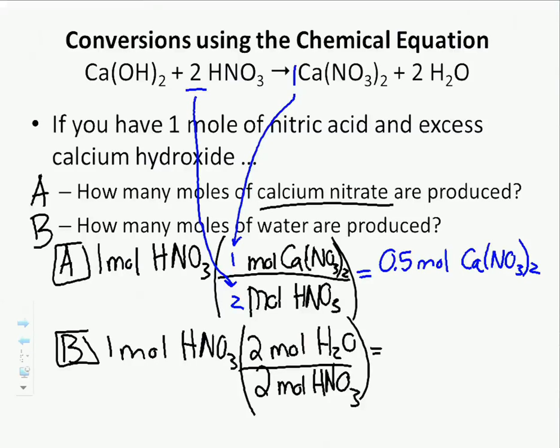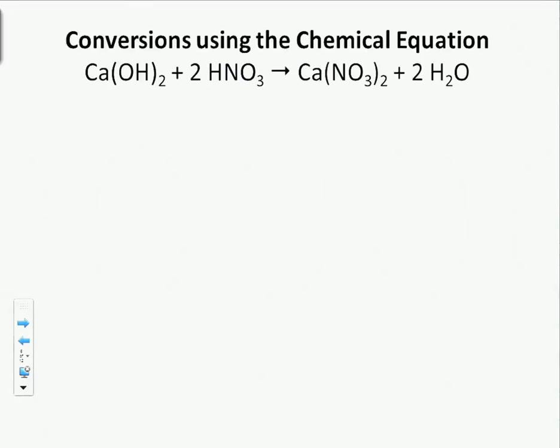So we do our math and we end up with 1 mole of water. So once again, these were the same types of responses where we're able to convert from moles of one substance to moles of another substance using the balanced chemical equation. Let's make it a little bit harder.